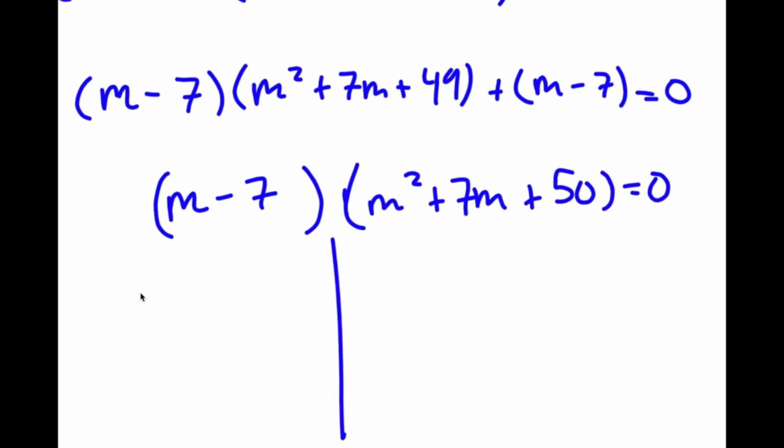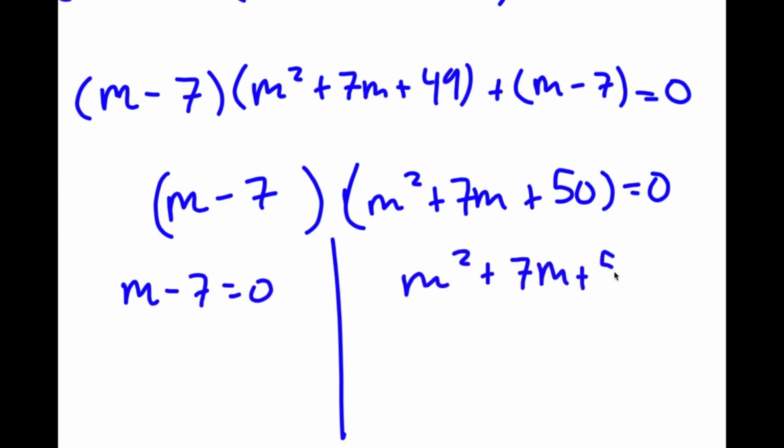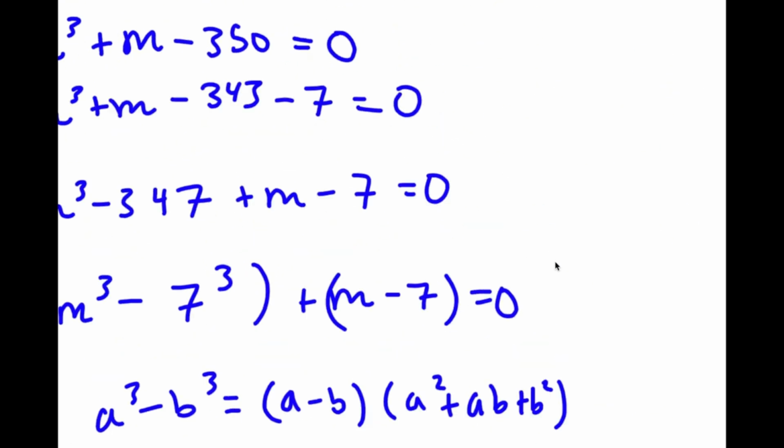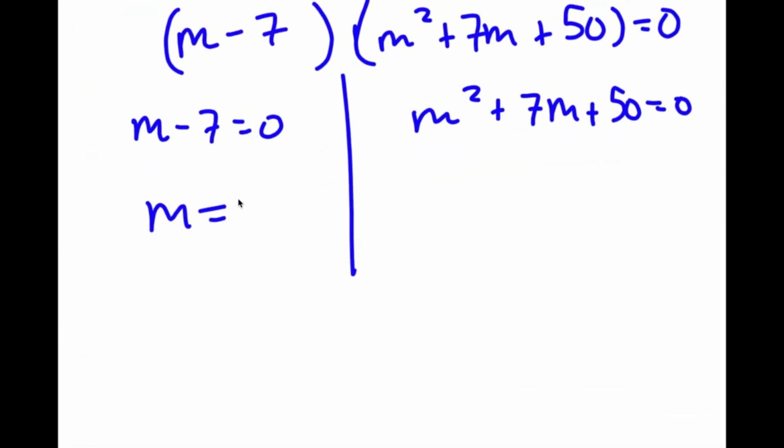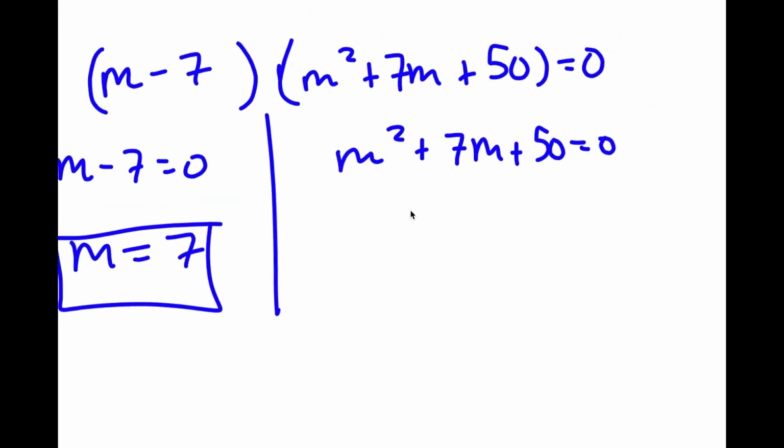So now this gives me two equations. I have m minus 7 is equal to 0, and I have m squared plus 7m plus 50 is equal to 0. So m minus 7 equals 0. This is the same thing as m equals 7, so this is already one solution of m.